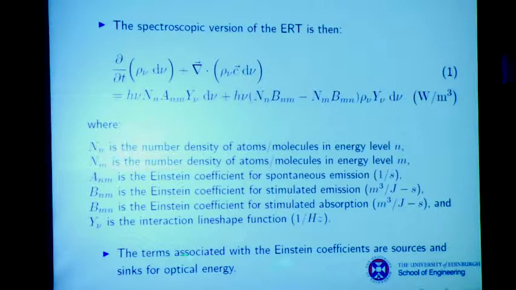So these terms associated with the Einstein coefficients are sources and sinks for optical energy. And originally, these expressions were written before all the arguments and fistfights and everything happened over quantum mechanics. And this was kind of a definition of those coefficients.